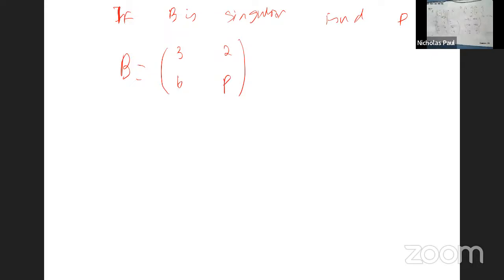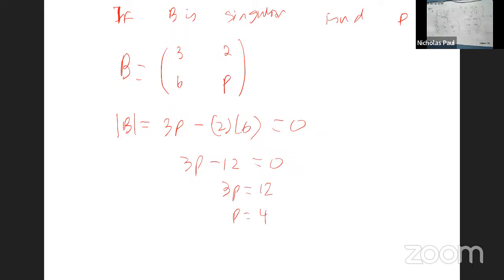So 3 by P minus 2 by 6 is equal to 0. 3P minus 12 is 0. 3P is 12. P is 4. Right? Last question.